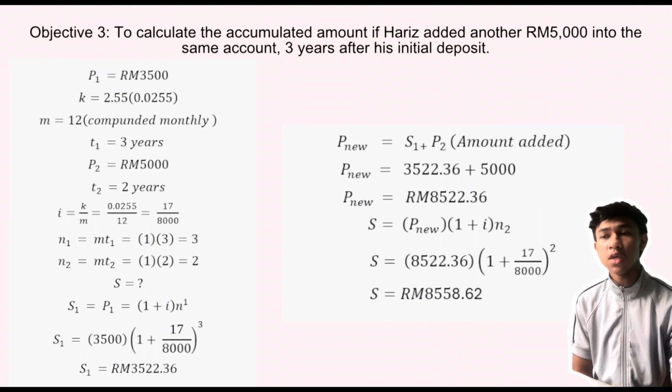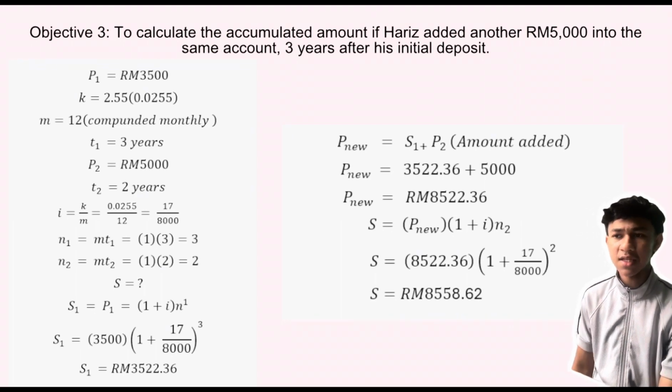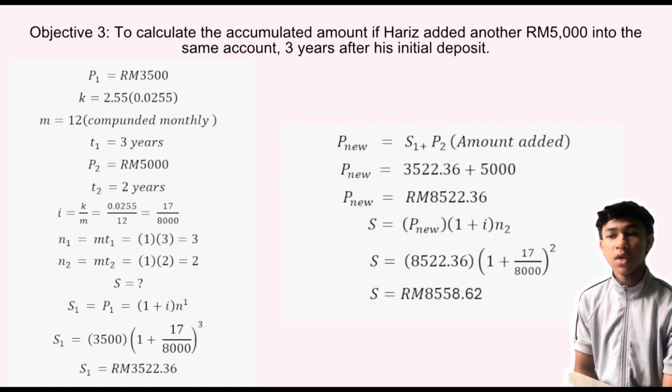Formula for P new: P new equals S1 plus P2, the amount added. P new equals 3,622.36 plus 5,000. P new equals RM8,622.36. S equals P new times (1 plus I) to the power of N2. S equals 8,622.36 times (1 plus 70 over 8,000) to the power of 24. S equals RM8,558.62.